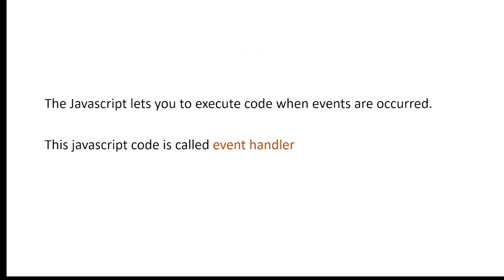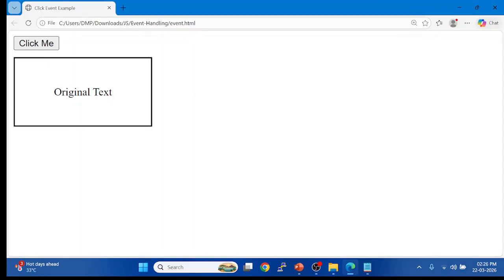JavaScript allows you to execute a piece of code when events occur. This piece of code is called an event handler. Let us see an example. On the screen you can see a button and a division element. When I click on this button, you can see the border color of the division element changed and the text inside this division element also changed.